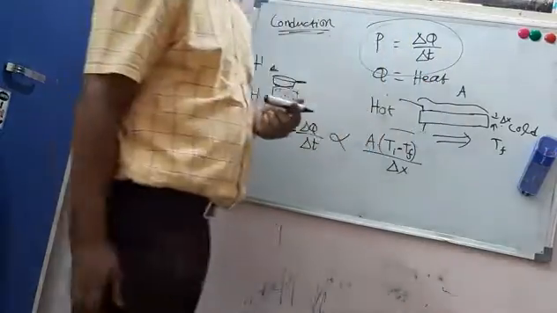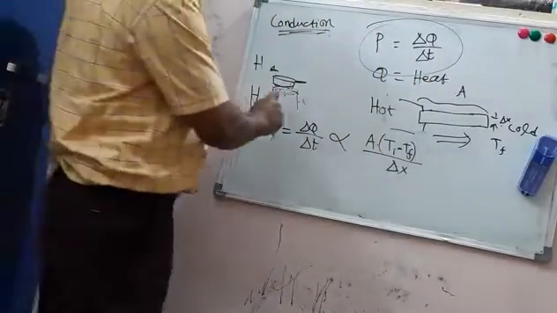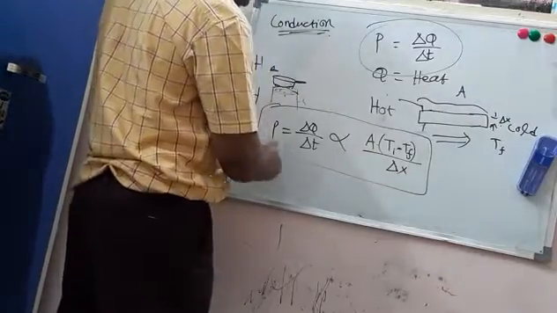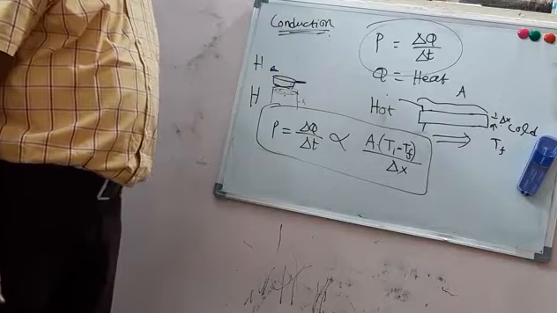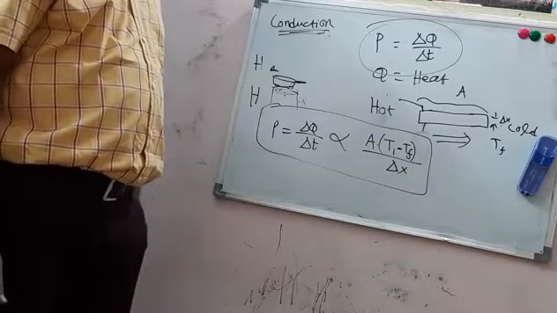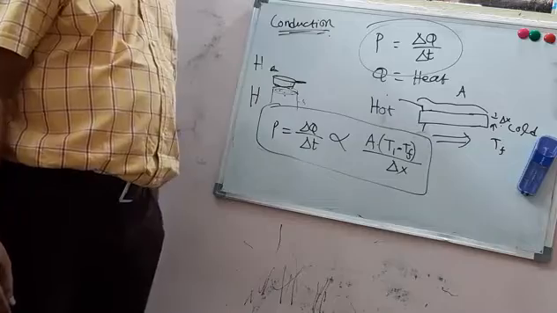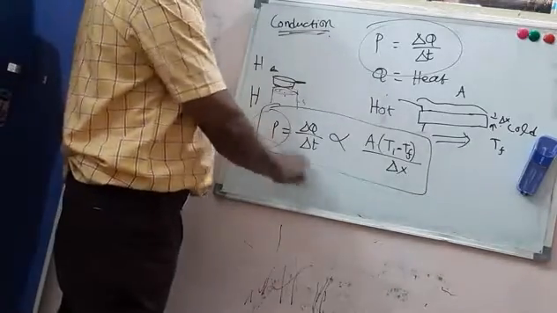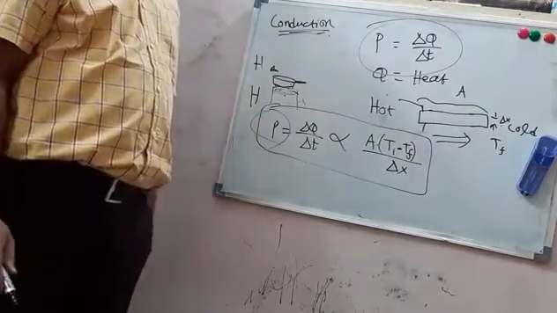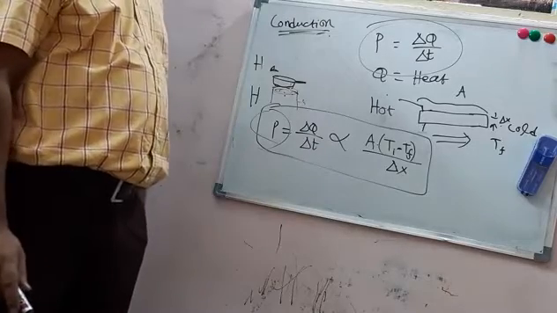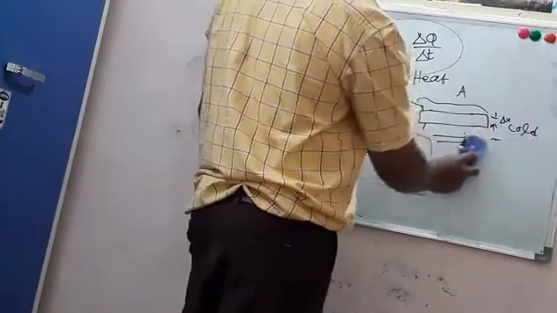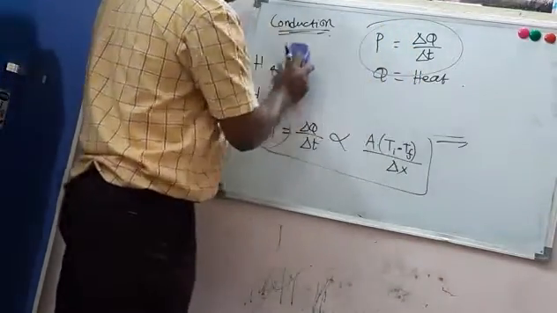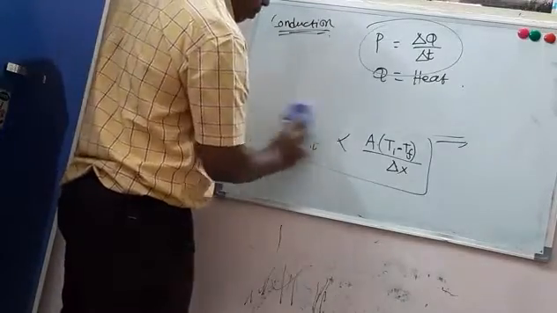So rate of heat transmission is directly proportional to cross-sectional area and temperature difference. So if the temperature difference is huge, rate of heat transmission will also be very high. And next one is convection mechanism.